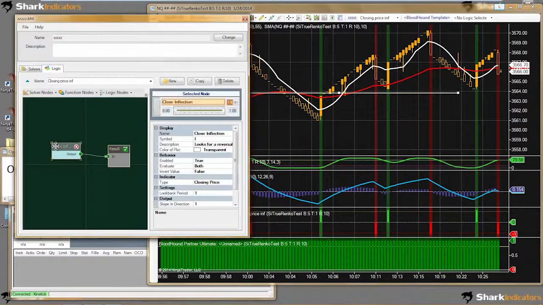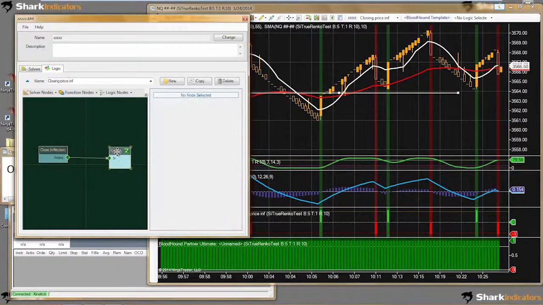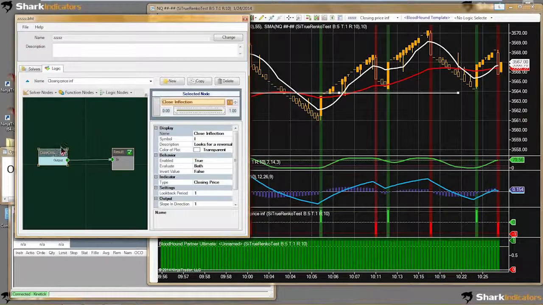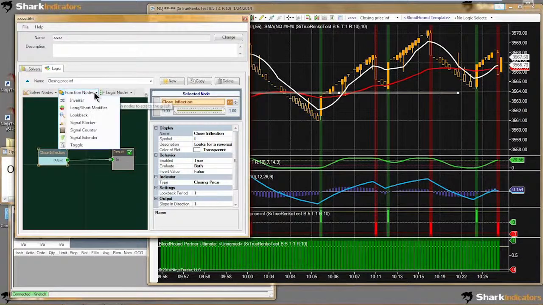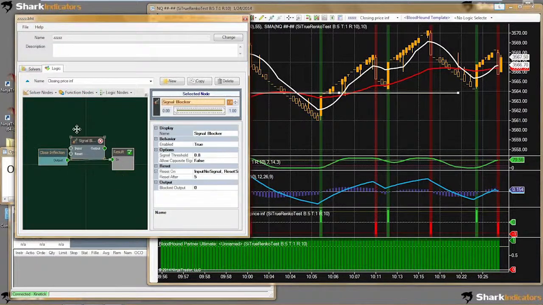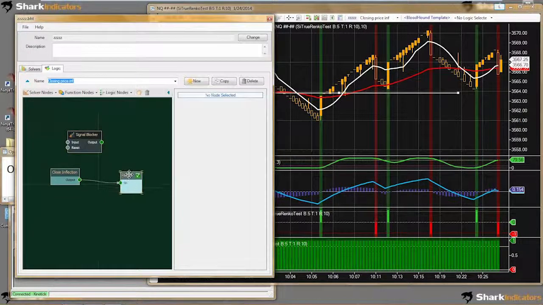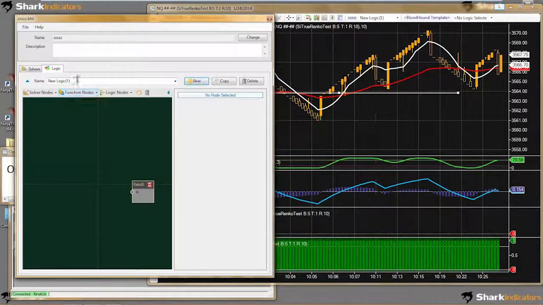I will say, here are some things that you can do to help minimize the CPU usage. Some of the function nodes, say for example, the signal blocker. What it's going to be doing is essentially this reset after. Here, let me just work on a new board here.